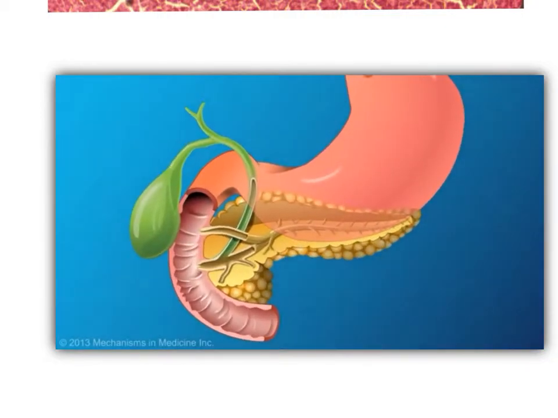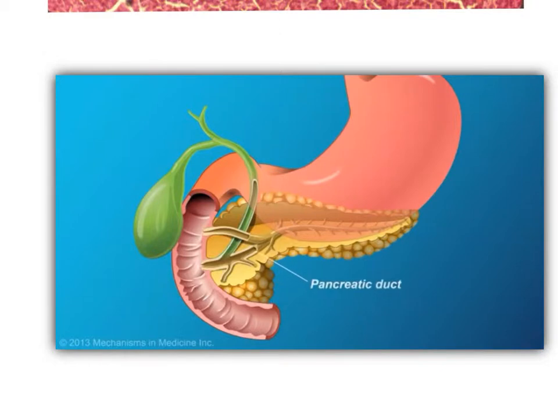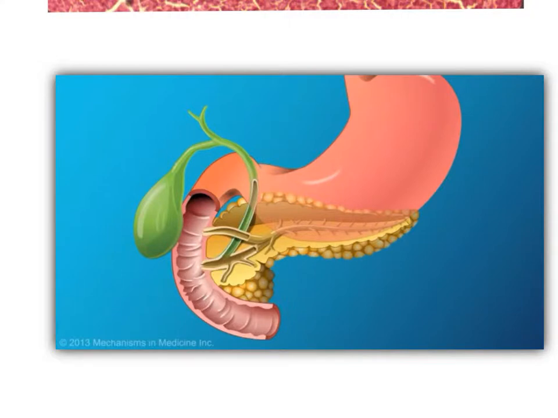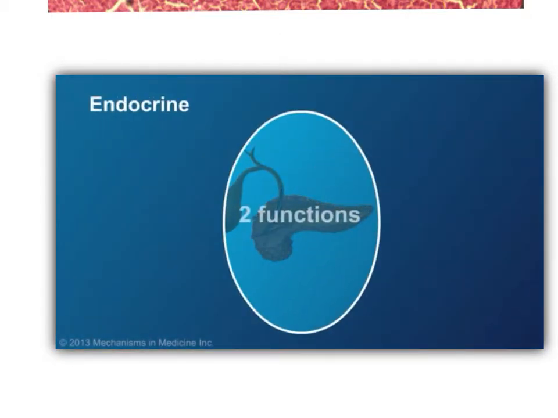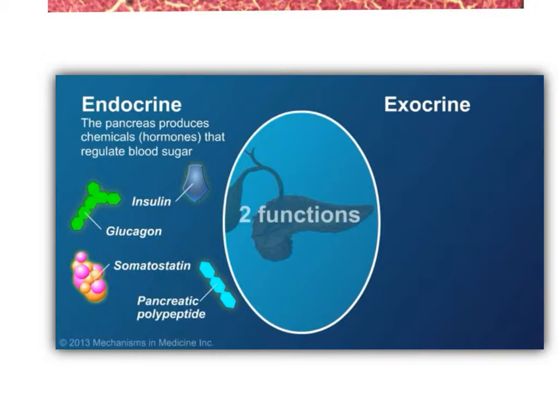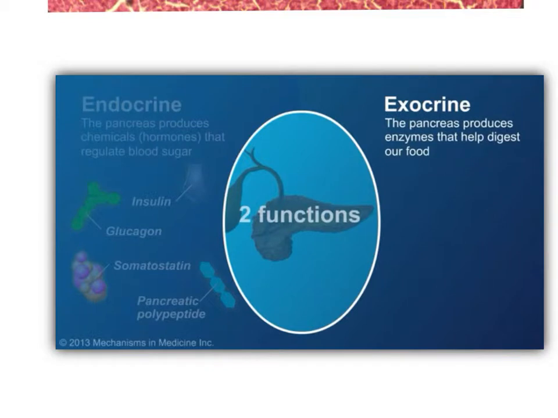The pancreas is comprised primarily of a network of tubes or pancreatic ducts that release liquids into the upper portion of the small intestine, called the duodenum. Anatomically, the pancreas is divided into 3 regions: the head, the body, and the tail. The pancreas has 2 functions: endocrine and exocrine. Its endocrine function is to produce the chemicals or hormones that regulate blood sugar, such as insulin. Its exocrine function is to produce enzymes that help to digest food.